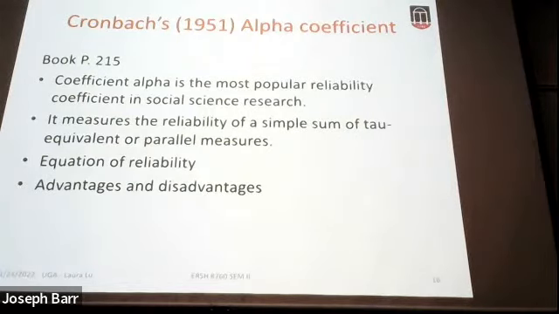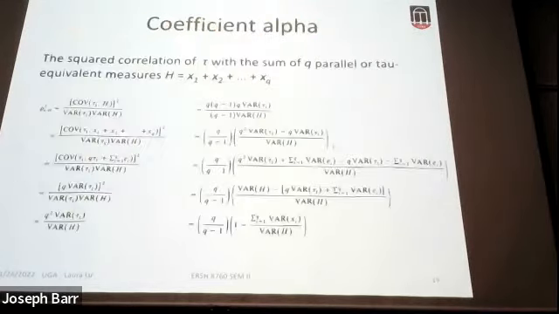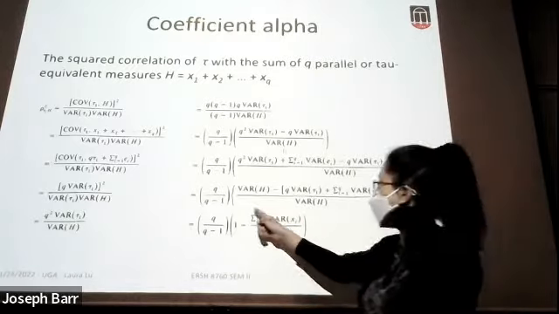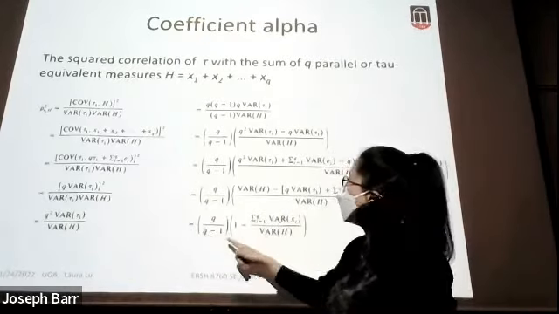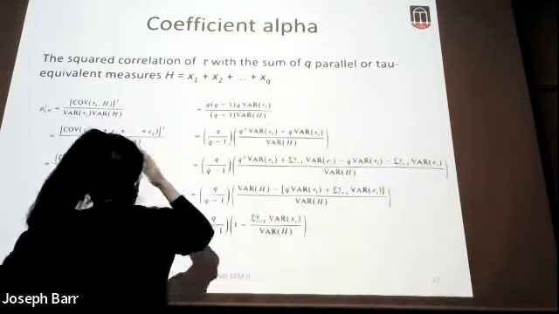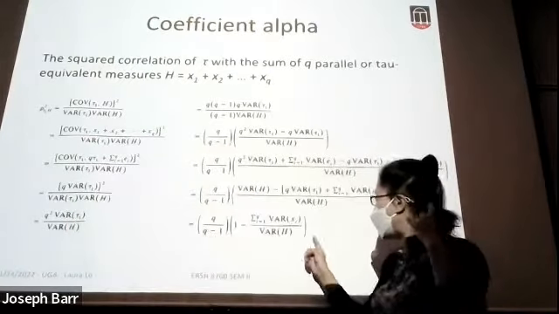Again, we assume that each item actually is tau equivalent or parallel measures. And then we're going to just get the sum and measure the reliability of that sum. Okay, so what's the formula? This is the formula. Finally we have this formula. This is the derivation. So let's just look at this formula.